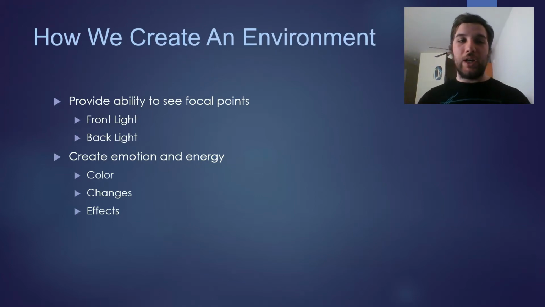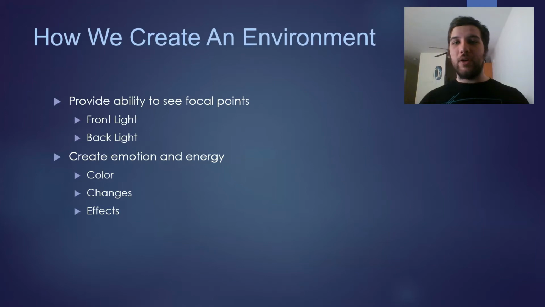So we have two main jobs. We're going to help give the ability to see the focal points, and we're also going to help to create emotion and energy. So first of all, to provide the ability to see the focal points, we're going to provide front light and we're going to provide backlight. Backlight helps to set things off from whatever's behind them, whether it be a wall or anything like that. It's very important in video. And then front light, obviously, so you can see the people's faces. And then we're going to use color and changes and effects to help provide the ability to create that emotion and energy to match the room.